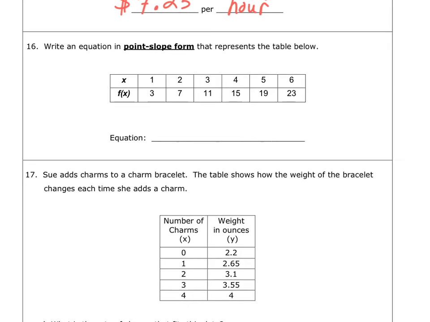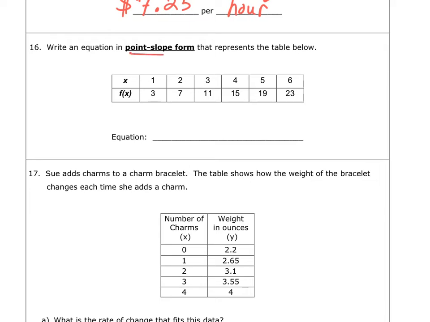Now taking a look at number 16. It says write the equation in point-slope form. So if I'm writing it in point-slope form, I can look at my formula chart. I know that's y minus y1 equals m times x minus x1. And it says write the equation in point-slope form that represents the table. So what I'm going to do is I'm going to press Stat Edit. And I'm going to go in and type in all these points.